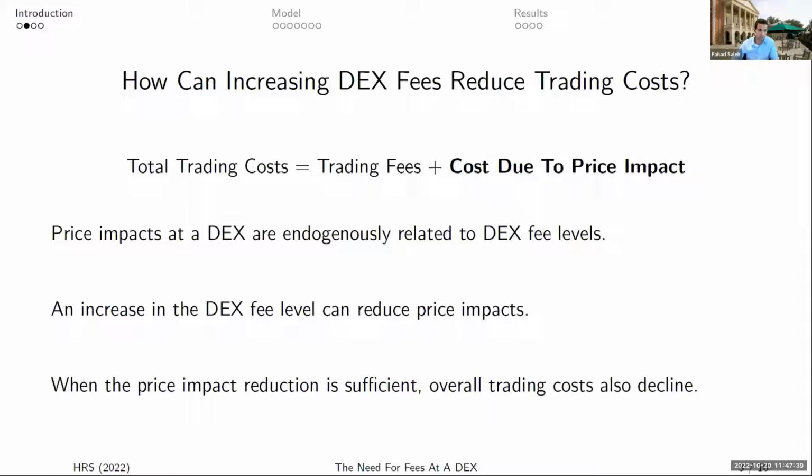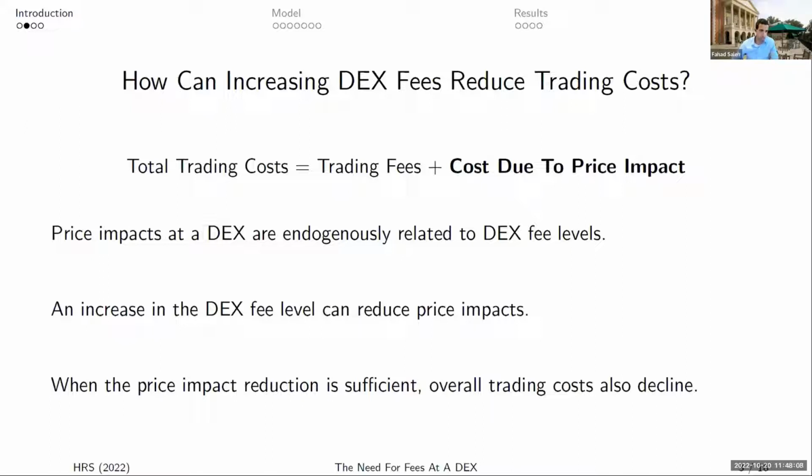In particular, typically in practice, when you're trading, you're going to start to push the price against you. And if you push the price against you a lot, that is, if you have a lot of price impact, that's really expensive. And so what's actually happening at a DEX is that the trading fee is related endogenously to the price impact that you're inducing. And so the reason that you can have a reduction in trading costs at a decentralized exchange when you raise the fee is not because you're not paying more in fees.